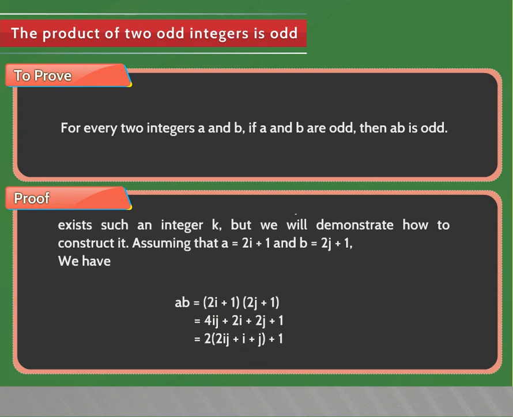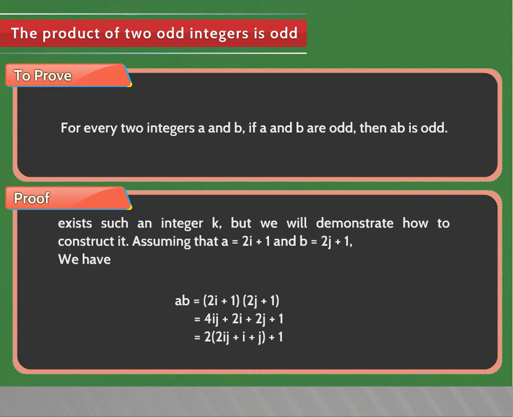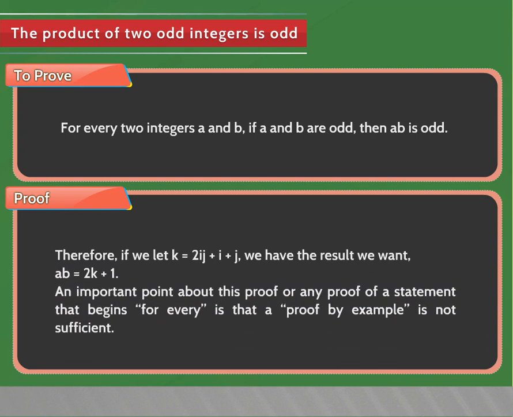We have ab is equal to (2i plus 1) times (2j plus 1), which is equal to 4ij plus 2i plus 2j plus 1, which is equal to 2 times (2ij plus i plus j) plus 1. Therefore, if we let k be equal to 2ij plus i plus j, we have the result. We want ab to be equal to 2k plus 1.